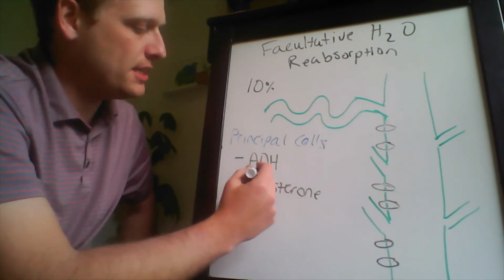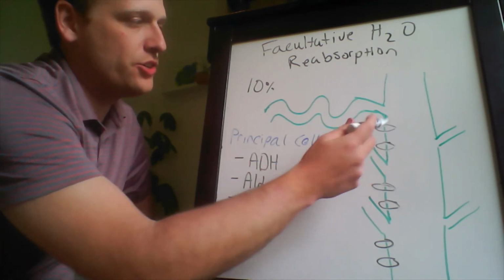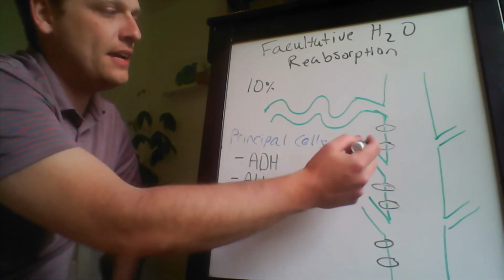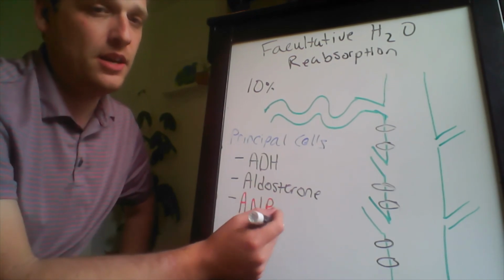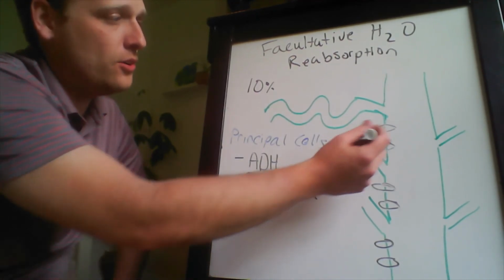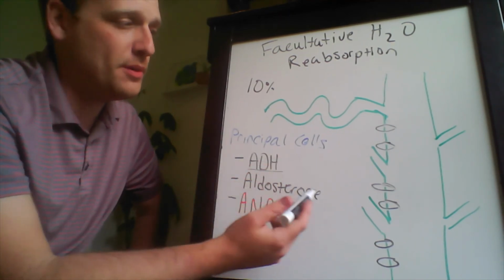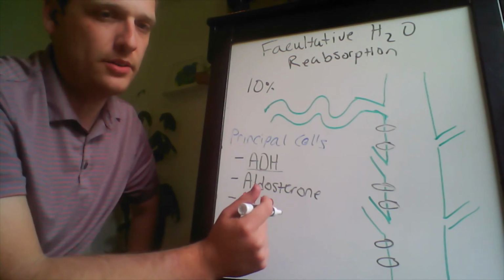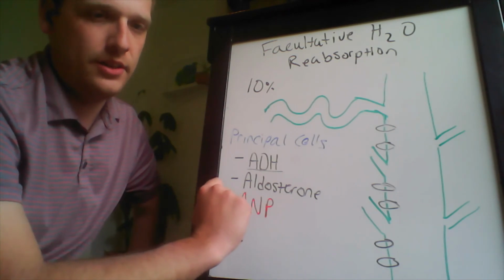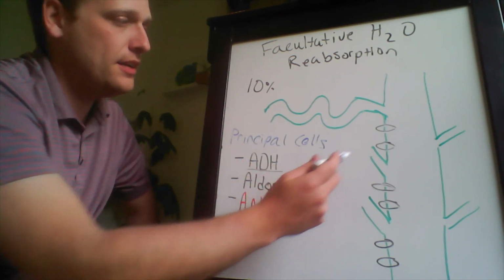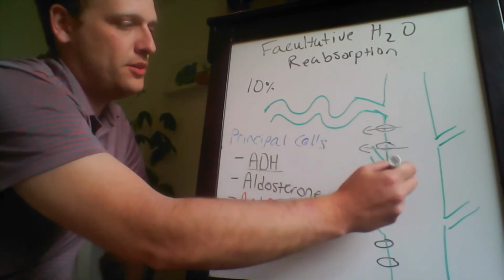So when a principal cell is exposed to ADH, it's got receptors for ADH. It's going to manufacture and add more aquaporins into its plasma membrane so that it can transport water. So now, whereas before ADH was present, these cells were impermeable to water, so any water that comes this direction is just going to be lost to the urine. Now with ADH present, there are aquaporins that are going to allow water to be reabsorbed.